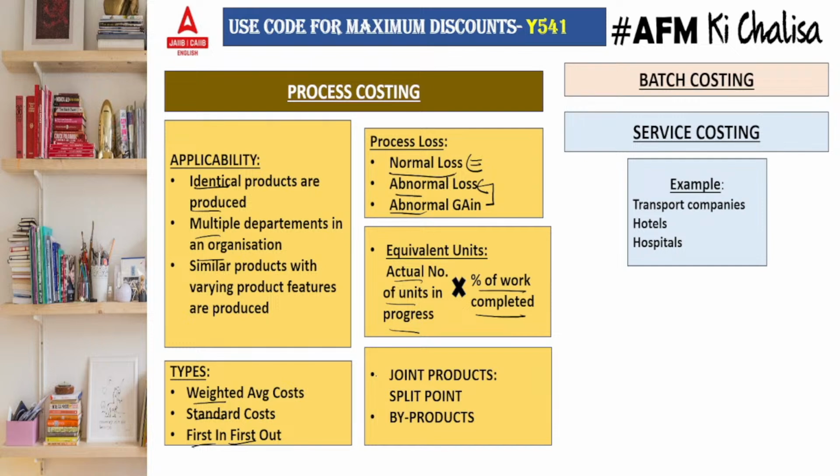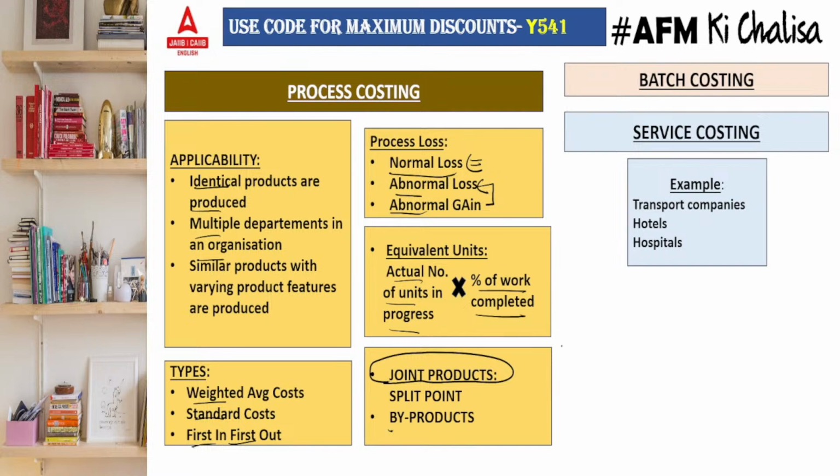Then we have joint products. For example, if I am making sugar, I have the sugar cane juice which is used. Sugar, the byproduct is there. That means the bagasse which is there, that is the extra waste which is created out of it. We make something out of it.